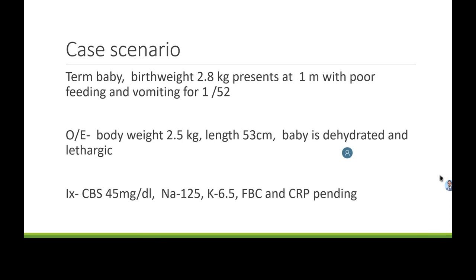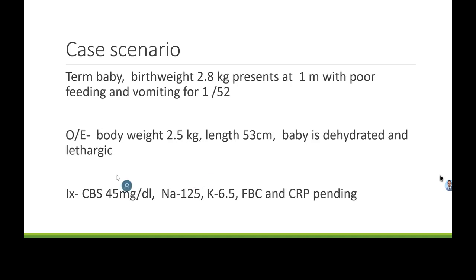Imagine that there is a term baby born with a birth weight of 2.8 kilograms who has now presented to the pediatric ward at 1 month of age with poor feeding and vomiting for 1 week duration. So when you examine, the baby has a body weight of 2.5 kilograms at 1 month of age and the length is 53 centimeters. The baby appears dehydrated and lethargic. And they have done some basic investigations.